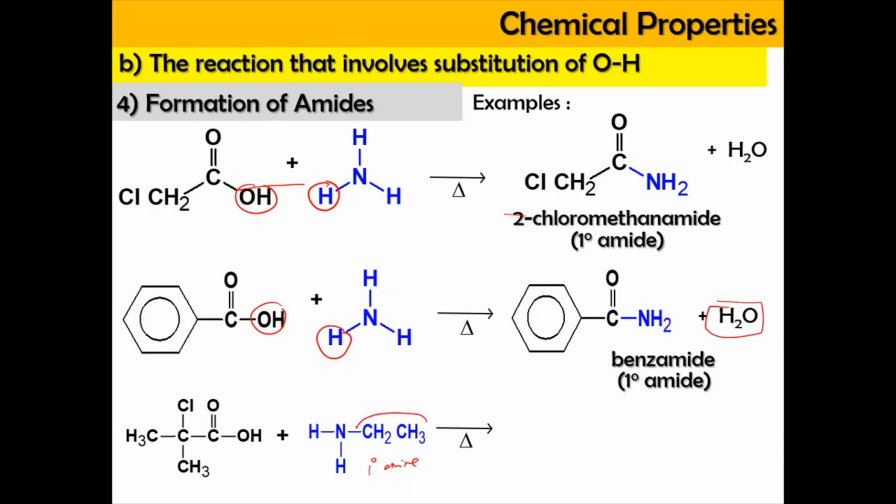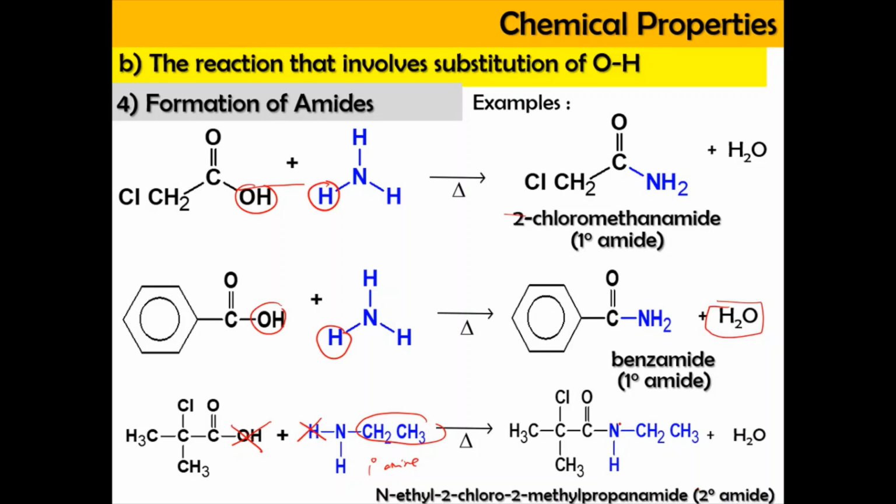Now if you have another carboxylic acid here, and you react it with a primary amine, because it's attached with one alkyl group, what you're going to do is one hydrogen is removed and another OH group is removed from the carboxylic acid. So the C and N bond is going to link together, and this is going to produce a secondary amide here because the nitrogen is attached with one and two alkyl groups. So it's going to be a secondary amide.